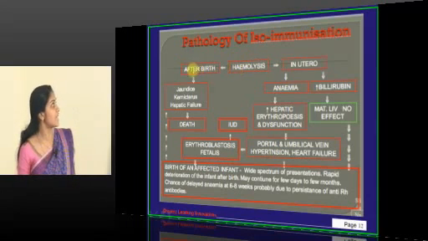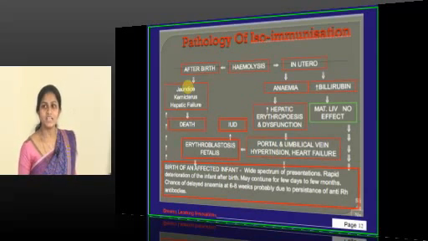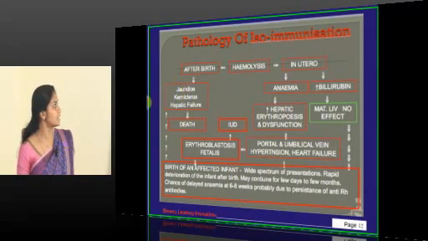Once this hemolysis is happening after birth, what is it going to cause? Just now we discussed the term: icterus gravis neonatorum. So jaundice, kernicterus, hepatic failure, and then finally death of the fetus.